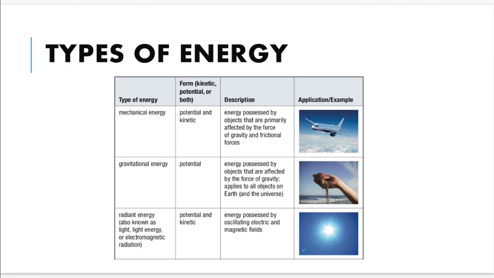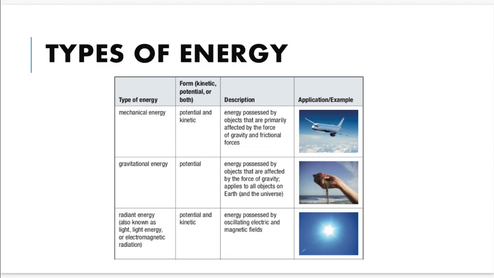So, we have different types of energy. The first is mechanical energy, which is in the form of potential and kinetic. It's energy possessed by an object that is primarily affected by the force of gravity and frictional forces. An example or application would be in airplanes. Gravitational energy is a form of potential energy. It's energy possessed by objects that are affected by the force of gravity, and it applies to all objects on Earth and in the universe.